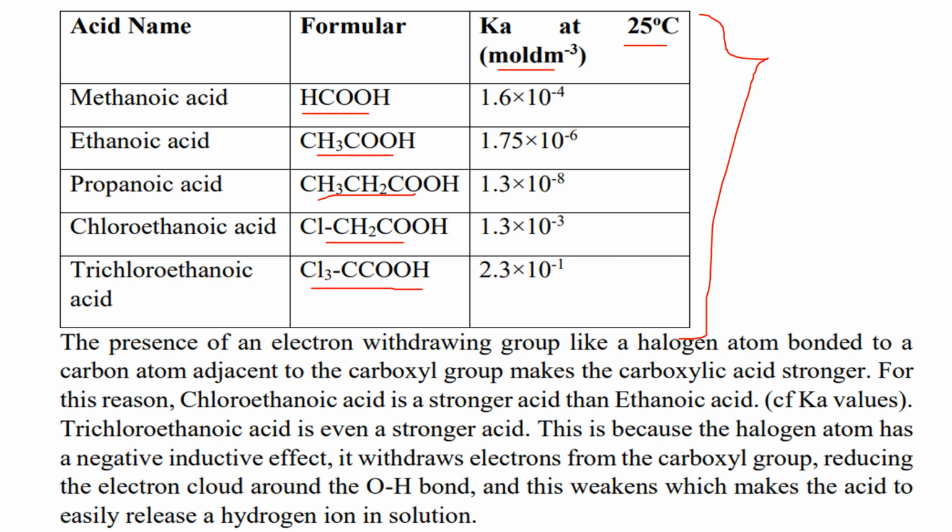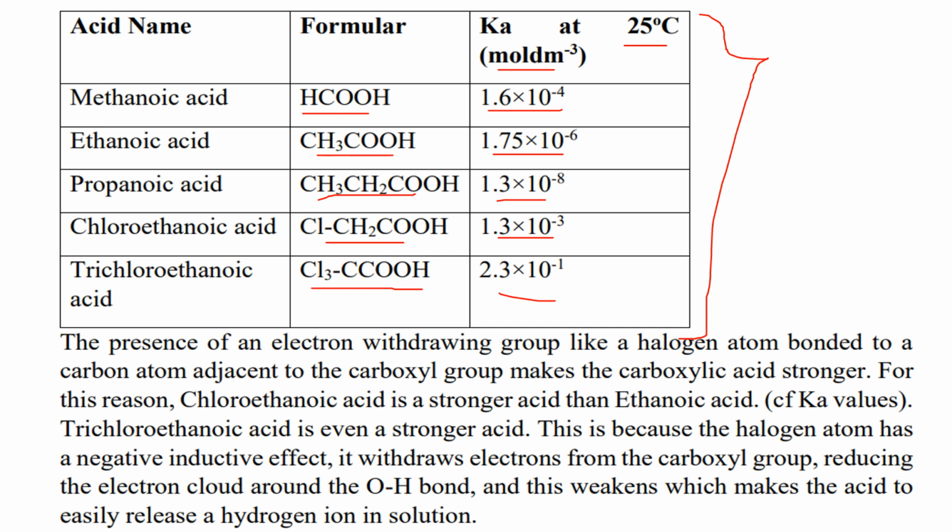The ionization constant for methanoic acid is 1.6 × 10^-4. The one for ethanoic acid is 1.75 × 10^-6, and it goes on decreasing up to this side, or increasing. Now let's look at the reason for that.